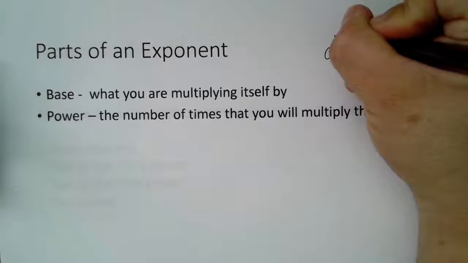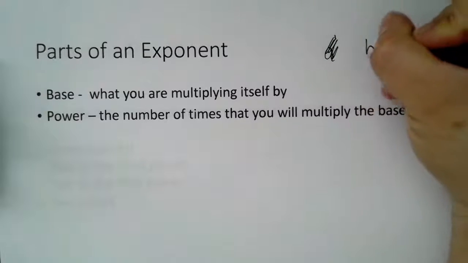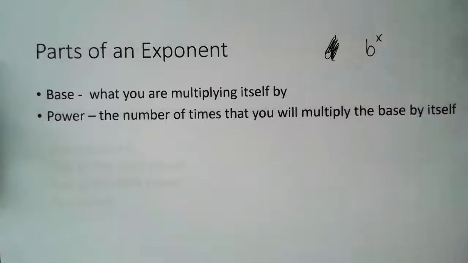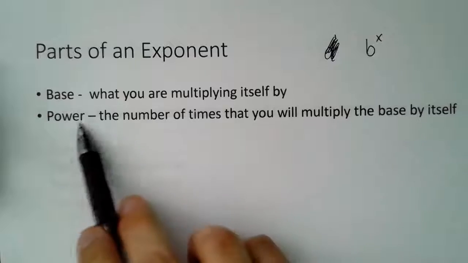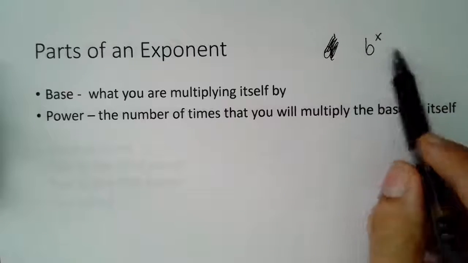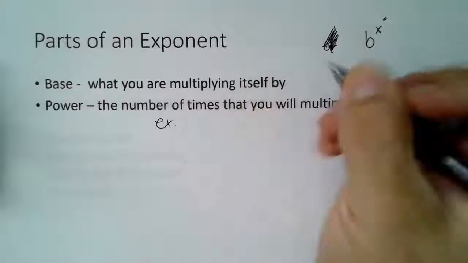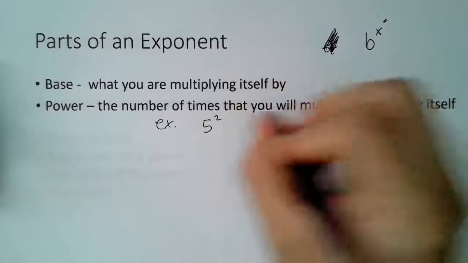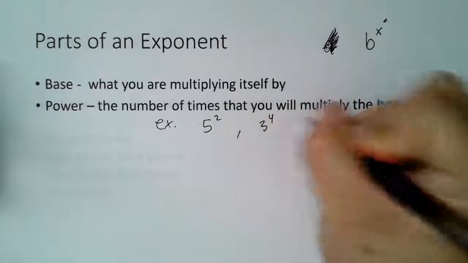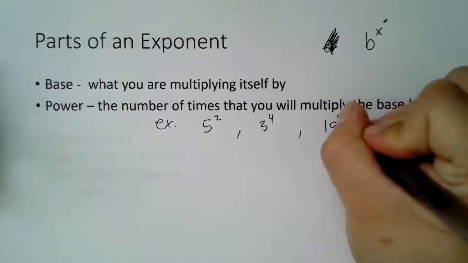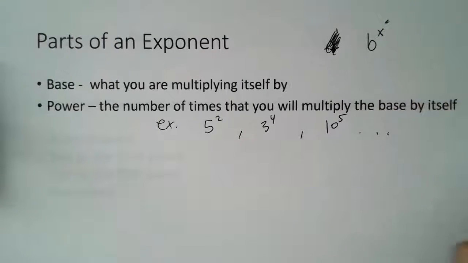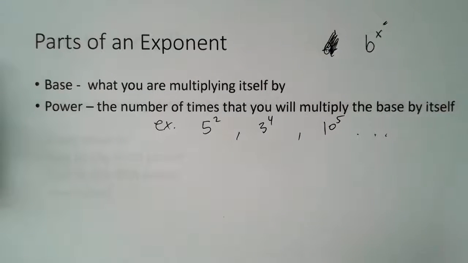If you have b to the power x, the power would be x in this case, or sometimes people call this the exponent, and the base is the larger number, whatever it is that you're multiplying. Some examples: 5 squared, 3 to the power 4, 10 to the power 5, and so on. That's what the exponent looks like.